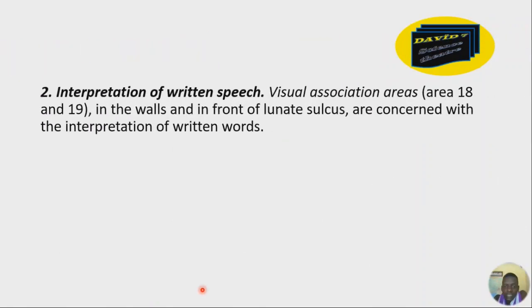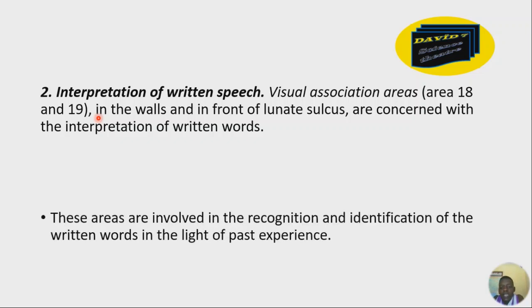Second, in understanding written speech, you must interpret this, and it requires area 18 and 19 in the walls and in front of lunate sulcus, and these are concerned with interpreting written words. Yes, area 18 and 19 are association areas of visual impulses. These areas are involved in recognition and identification of the written words in the light of past experience. Good. Let's continue.